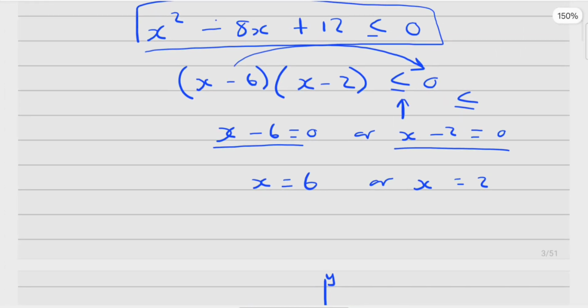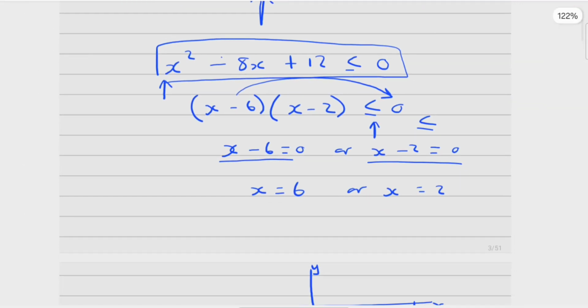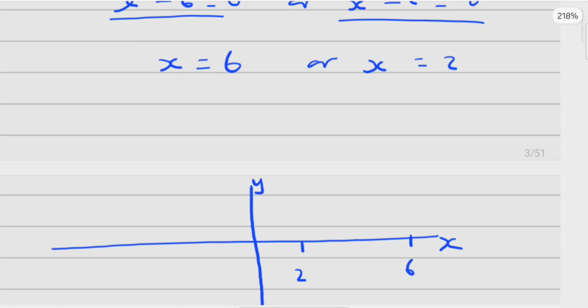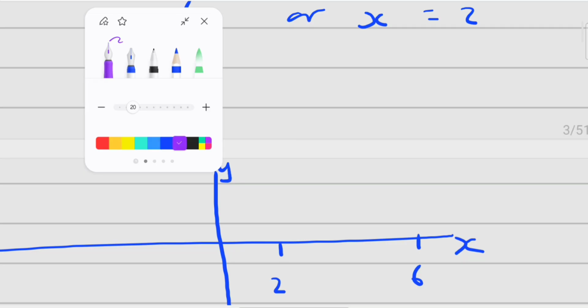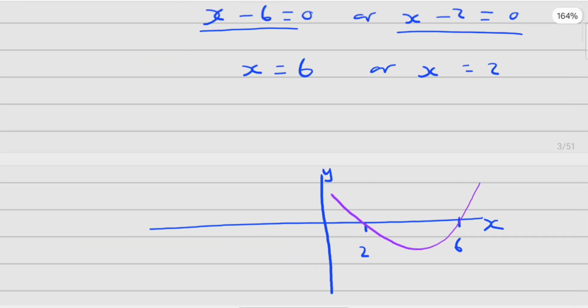Then we go back to our quadratic expression. We look at the coefficient of x squared. Is it positive or negative? It's obvious, it's positive. And if it's positive, we know that the curve will be facing upwards because it's positive. So this curve is looking like this. No need to get the turning point this time. So this is what we have.